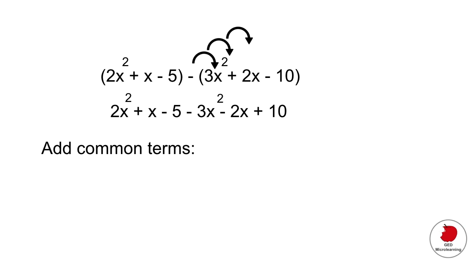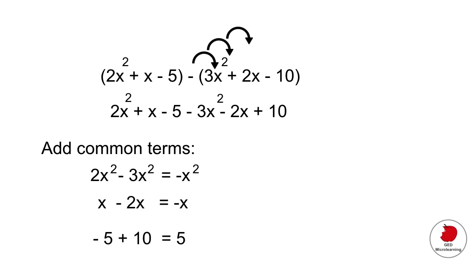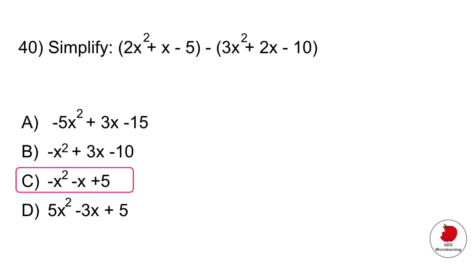What do we mean by common terms? We mean numbers that have the same exponent. So we would start with 2x squared minus 3x squared. That's a set of common terms, and that gives you minus x squared. Then you add the next set of common terms, all numbers that just have x without an exponent. So in this case, we would have x minus 2x, which gives you minus x. And then finally, you add the whole numbers: minus 5 plus 10, which is equal to 5. So your expression is this one, and your correct answer would be C.